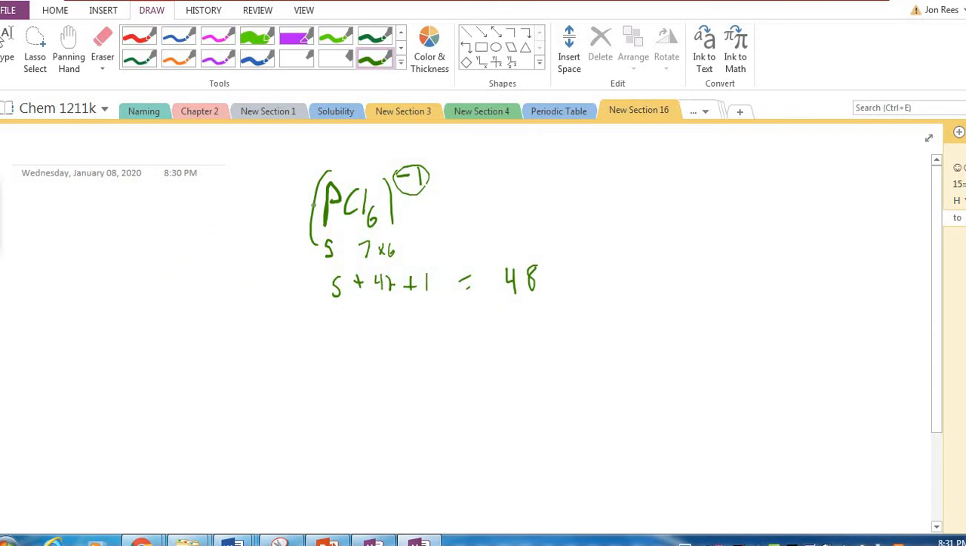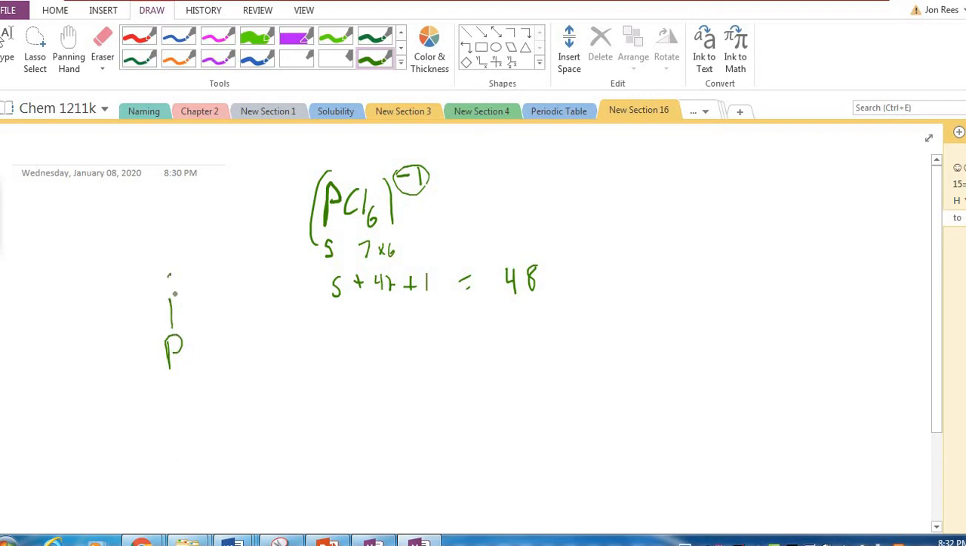Alright, the second rule, we need to determine which one of these, the P or the Cl, is going to be the central atom. If you remember your electronegativity rules, the more electronegative goes on the outside. The less electronegative goes in the center of the molecule. So from our periodic table, we're going to find that phosphorus is less electronegative than chlorine. So I'm going to put that central.